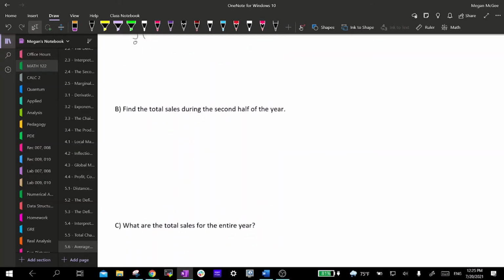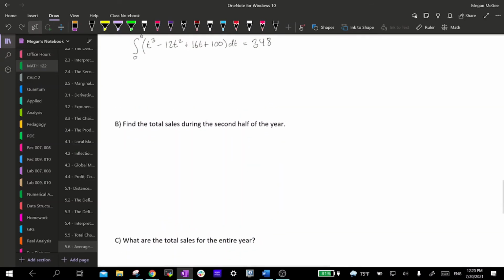All right, part B asks us to find the total sales during the second half of the year. So we need an integral again, but this time starting at t is equal to 6 and going up to 12. So that would be the 6th month through the 12th month, so the second half of the year. We use the same function inside though, so t cubed minus 12t squared plus 16t plus 100 dt. And our calculator says we get 276.